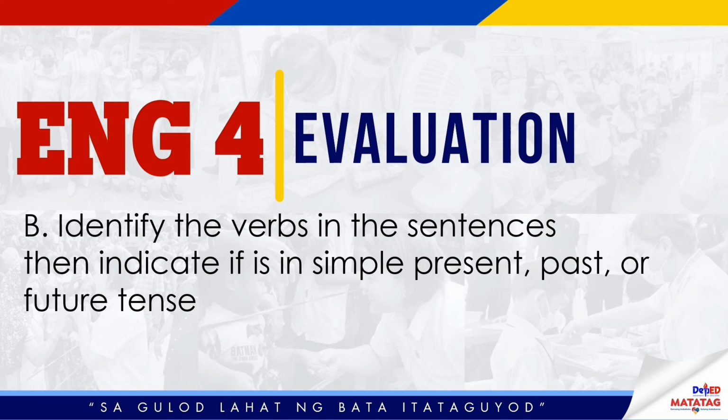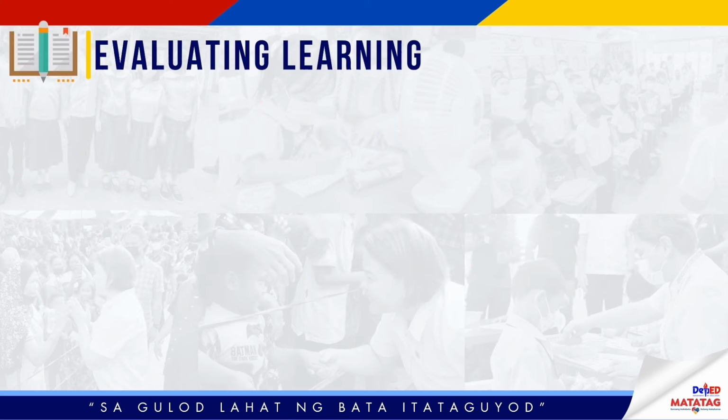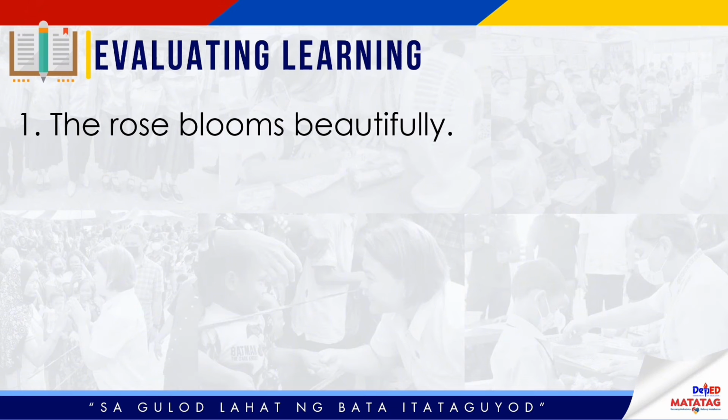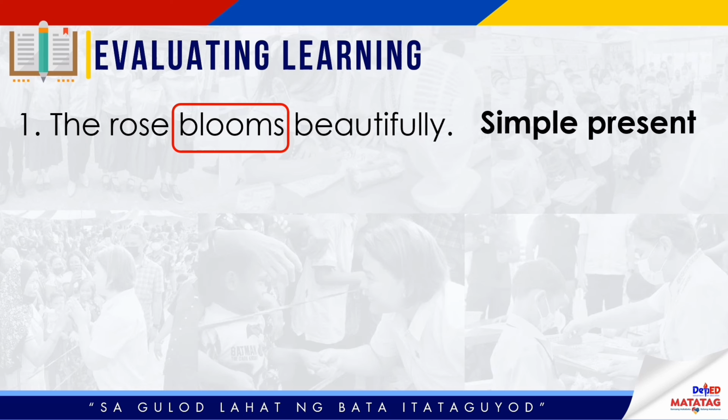Identify the verbs in the sentences and then indicate if it's simple present, simple past, or simple future tense. Are you ready? Great! Number one, the rose blooms beautifully. What is the verb in the sentence? And what is the tense of it? Let us check your answers. The verb is blooms, and it is in simple present.